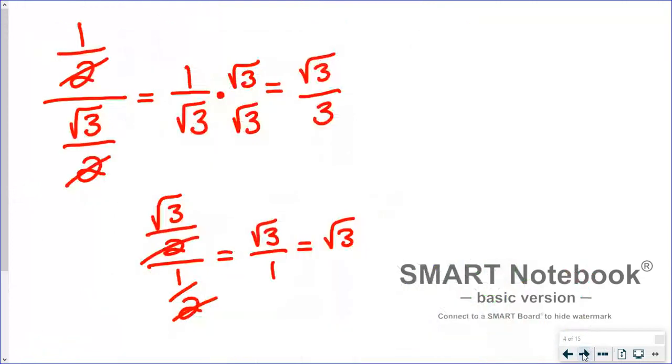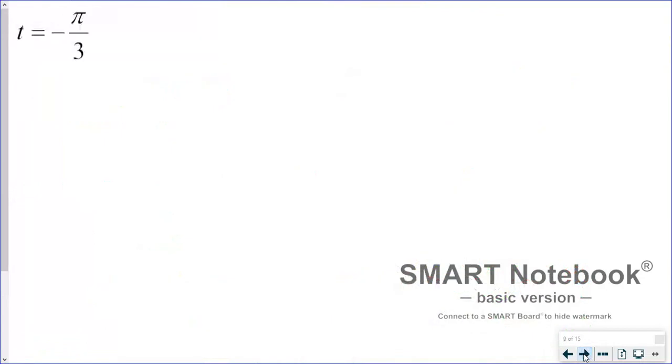If you don't like going in the negative direction, and a lot of students don't, that's fine. Find a coterminal angle. How do we find a coterminal angle? Add or subtract 360 for degrees. What about for radians? 2 pi. 2 pi is one full revolution. So I just add 2 pi to this. Well, -pi/3, I'm going to need a common denominator here. So 6 pi/3. What do we get?